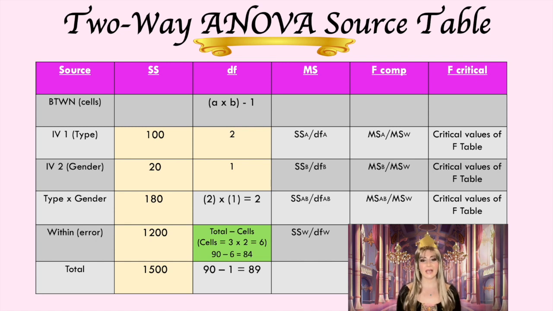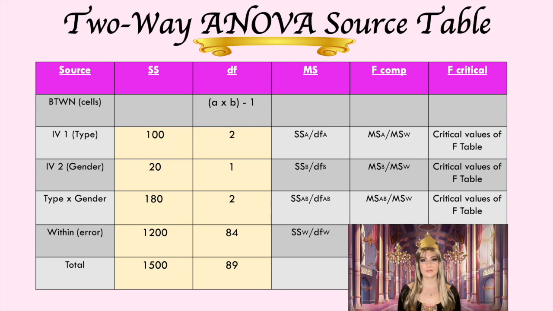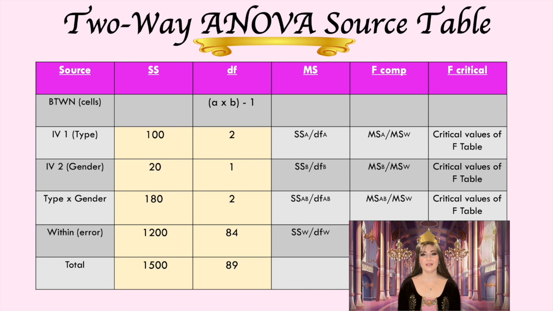So now that we've completed this entire column, we're ready to calculate mean squared. Remember, mean squared is calculated by dividing sum of squares by degrees of freedom. So let's take the first row for independent variable 1, which is pet type. I'm going to divide the sum of squares of 100 by the degrees of freedom 2 to get my mean squared for IV1. I'm going to do the same thing for independent variable 2, which is pet gender. I'm going to divide sum of squares 20 by degrees of freedom 1. The next thing I'm going to do is find my mean squared for my interaction effect by dividing sum of squares 180 by degrees of freedom 2. And lastly, I need to get my mean squared error, which is going to be 1200 divided by 84.